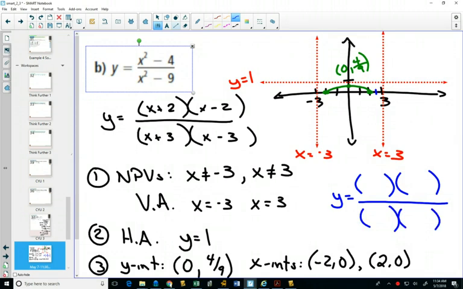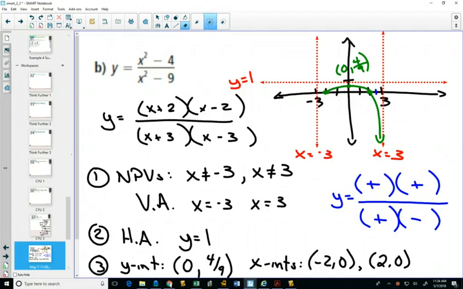So if I plug in 2.5, would you agree that 2.5 plus 2 will give me a positive number? 2.5 minus 2 will give me a positive number. 2.5 plus 3 will give me a positive number, and 2.5 minus 3 will give me a negative number. If you multiplied two positive numbers on the top and multiplied a positive and negative number on the bottom and then divided, will that answer be positive or negative? Well, what's that one negative going to do? It's going to keep everything negative, so I know that in this section, it goes down.